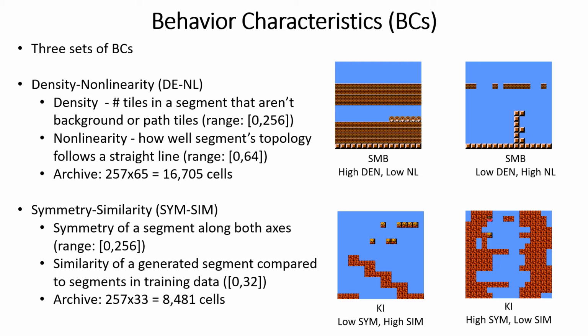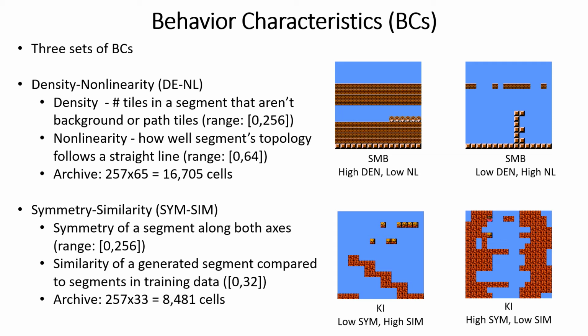And second, we have symmetry and similarity. So these are fairly self-explanatory. Symmetry is a measure of how symmetrical a segment is along both the horizontal and vertical axes, while similarity is a measure of how similar a segment is compared to segments in the training data. And the archive size for both pairs was determined based on the set of possible values that they could take. And so the archive for the first pair consisted of about 16,700 cells, while for the second one, it was approximately 8,500 cells.